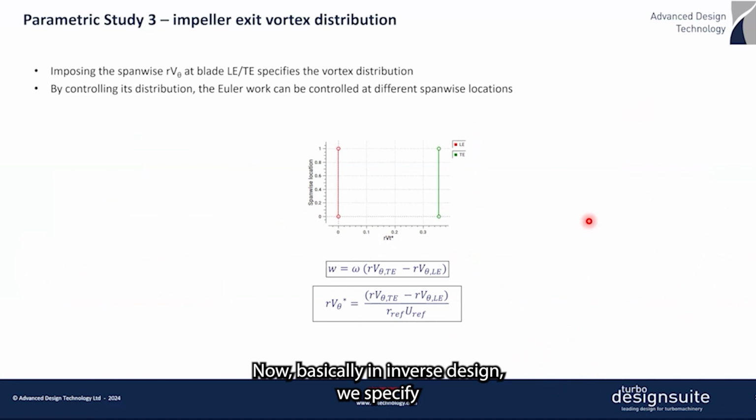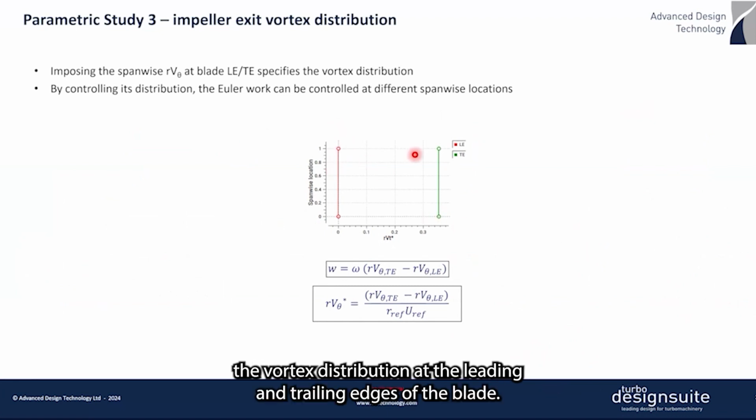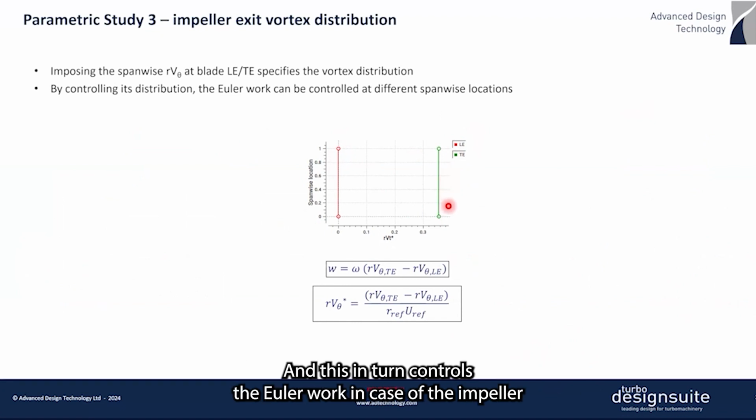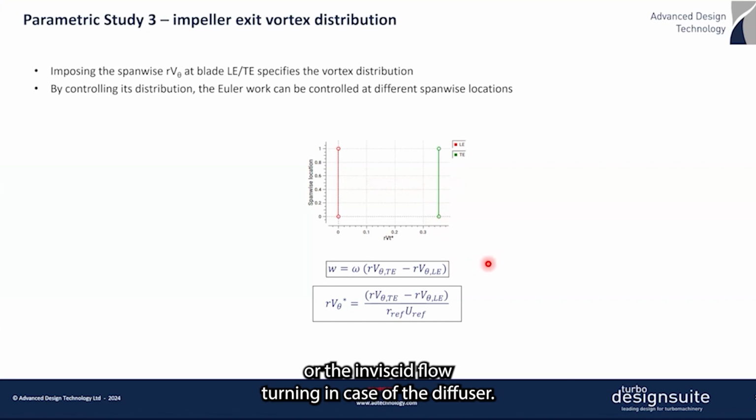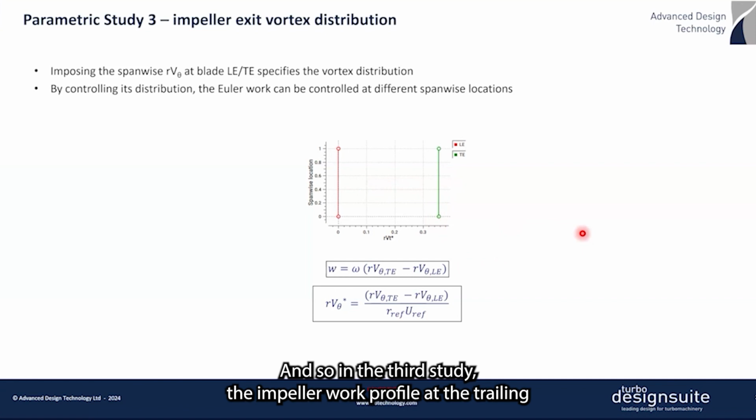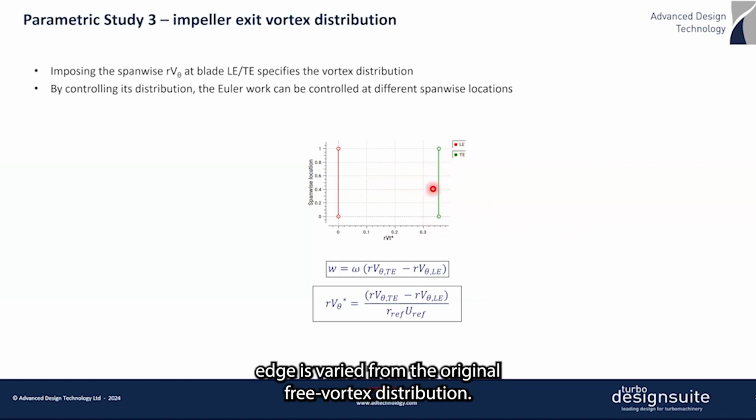Now, basically in inverse design, we specify the vortex distribution at the leading and trailing edges of the blade, and this in turn controls the Euler work in case of the impeller or the inviscid flow turning in case of the diffuser. So in the third study, the impeller work profile at the trailing edge is varied from the original free vortex distribution, and in fact, this can also be done pretty quickly in TD1.